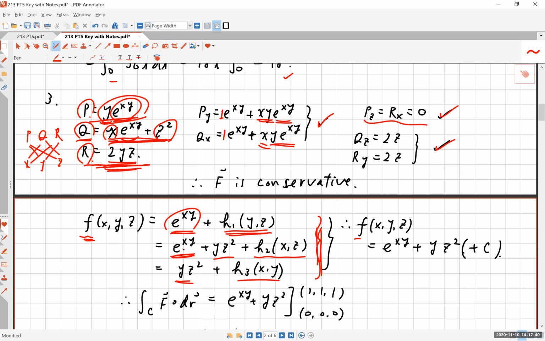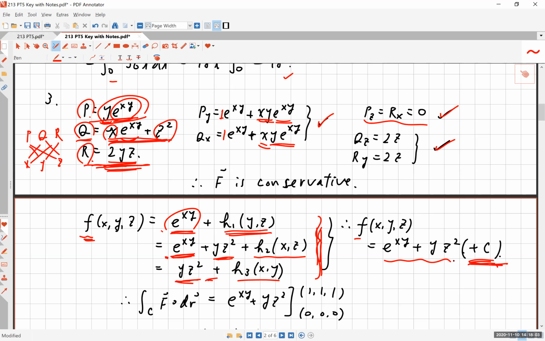So clearly e to the xy has to be that. And yz squared has to be there, and in fact, that's all you need. I mean, you may have a constant, but you can't have any more x in here because that should show up here. And you can't have any more y because that would show up here. And then you can't have any more z because that would show up here, and so on. So this is your potential function, all right?